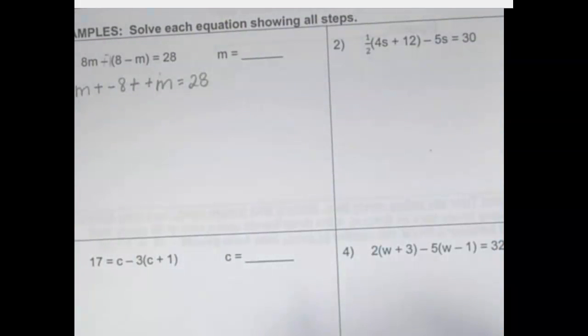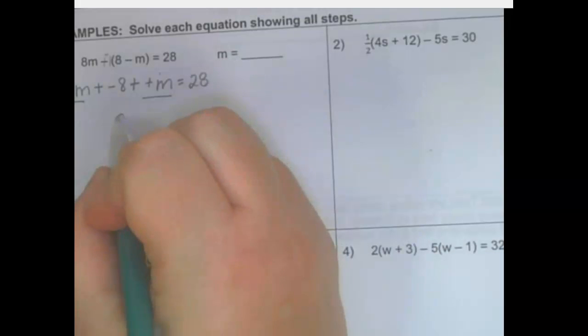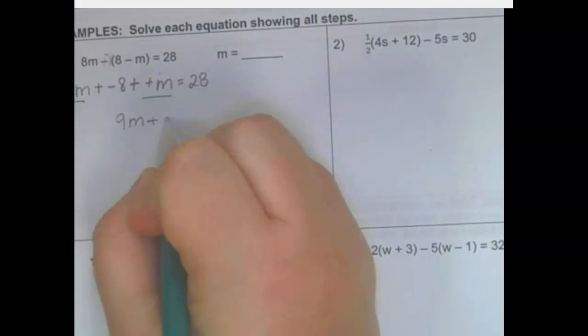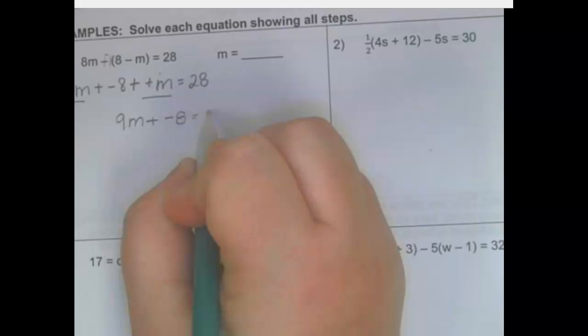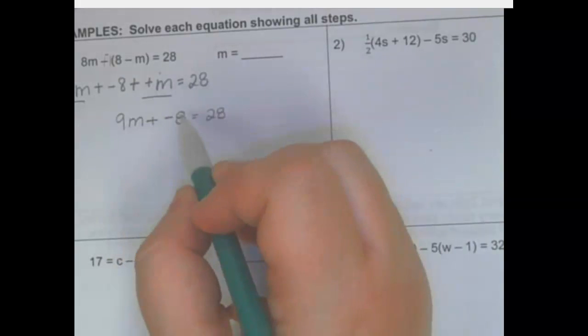Combine like terms, 8m plus 1m is 9m plus a negative 8. How do I get rid of adding a negative 8?